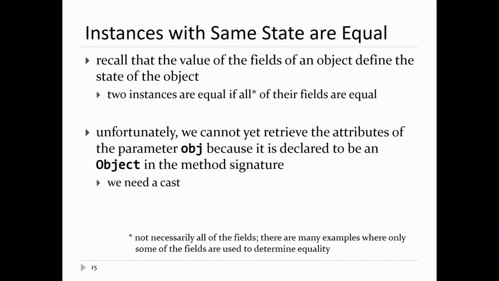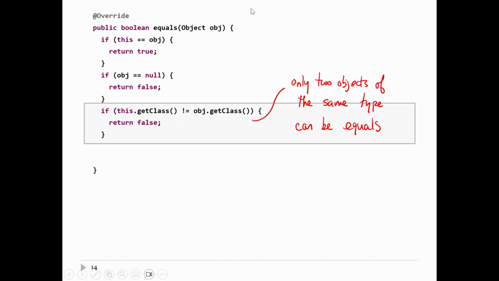Okay, step 4. Step 4 says we would like to now compare the state of the two objects. So at this point, I know that thing is a Point2 object, so I would like to get the x and y coordinates of obj, because I want to compare them to the x and y coordinates of this point. The problem is that the parameter has type Object, big O Object. As far as the compiler is concerned, obj is a big O Object, and big O Objects don't have x and y coordinates. Points have x and y coordinates, big O Objects don't.